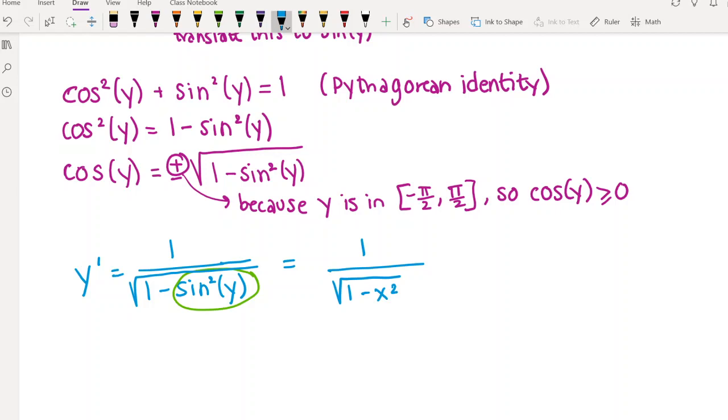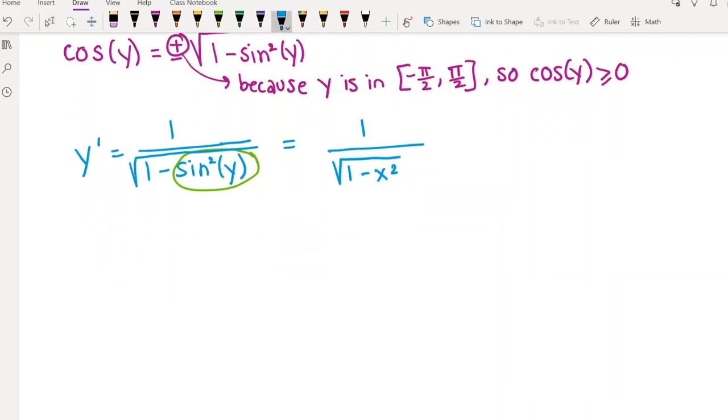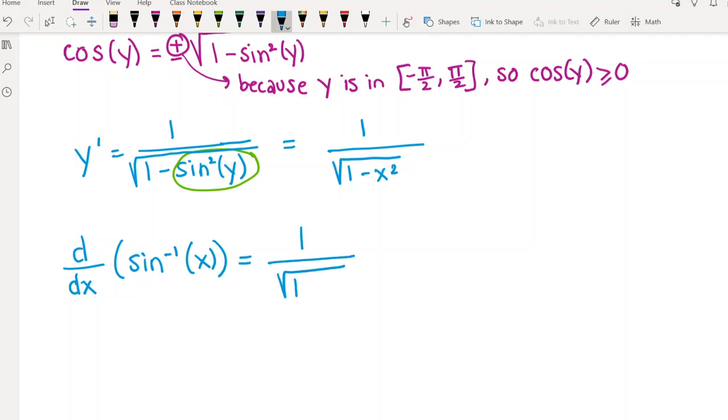So again, I know that was kind of complicated. There's a lot of different steps there, but at the end of the day, the important thing to know is that we have a new derivative rule. That new derivative rule tells us that the derivative of inverse sine of x is equal to 1 over the square root of 1 minus x squared.